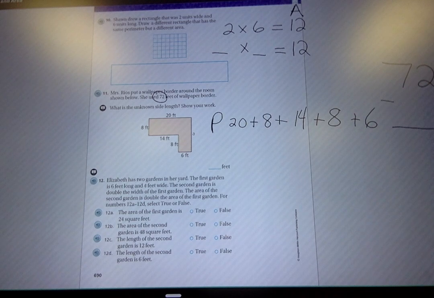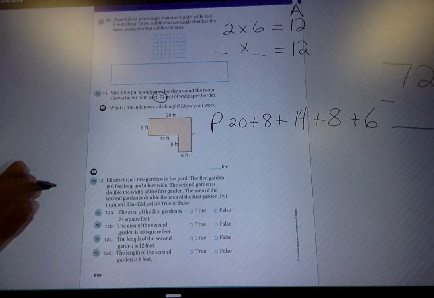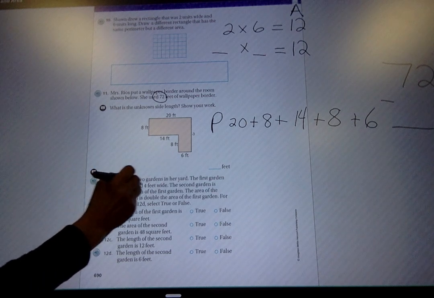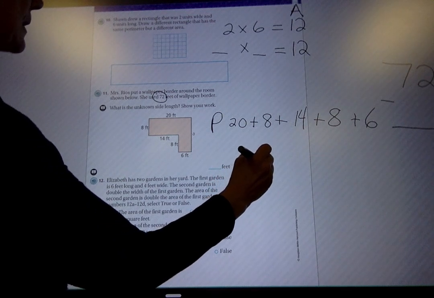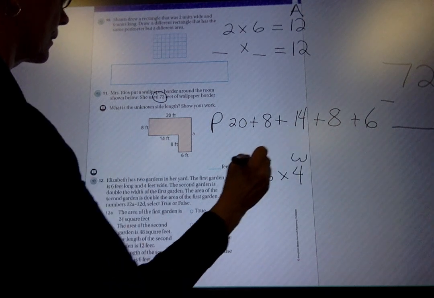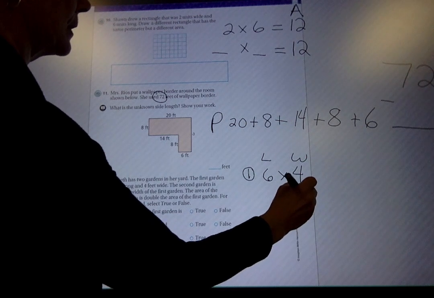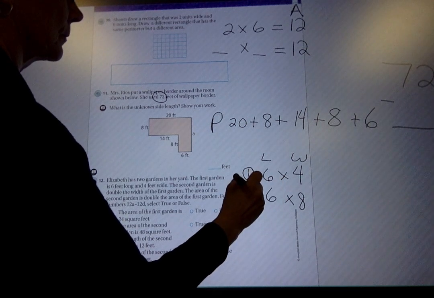Elizabeth has 2 gardens in her yard. The first garden is 6 feet long and 4 feet wide. The second garden is double the width of the first garden. Let's just talk about the first one. The first garden is 6 feet long by 4 feet wide. Length, width. The second garden is double the width. Double of 4 is 8, but it has the same length. So that's the second garden.